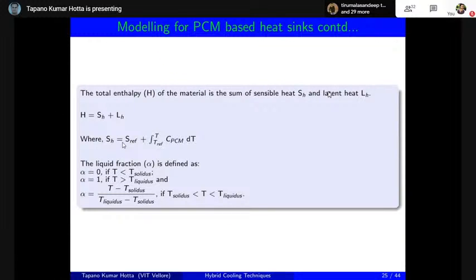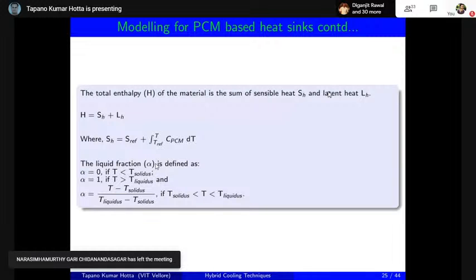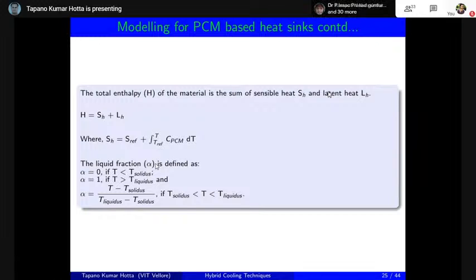But what is most important in the case of PCM is that initially it will be in solid state. Once you start heating it, slowly the solid PCM will start melting. So this alpha is basically the liquid fraction. It will be 0 if it is in a pure solid state, and 1 if the PCM is purely melted. So remember, alpha is the liquid fraction: if it is pure liquid, alpha will be 1, and if it is pure solid, it will be 0. And in that intermediate phase, alpha can be defined as (T minus T solidus) divided by (T liquidus minus T solidus).